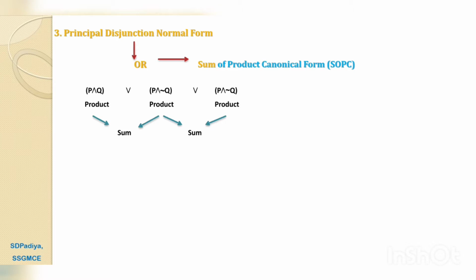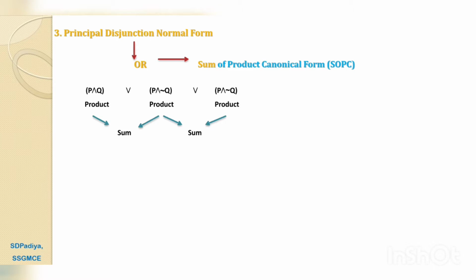Then what is the difference between the disjunction normal form and principal disjunction normal form? In disjunction normal form, it is not compulsory that every elementary product contains all the factors. If we have the statement formula for two variables, then it is not compulsory that every term contains all the two factors. But in principal disjunction normal form, it is compulsory that every elementary product contains all the factors.